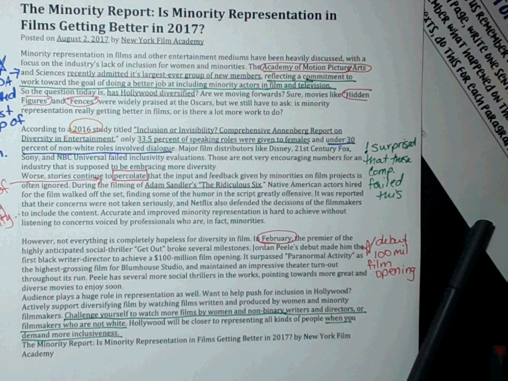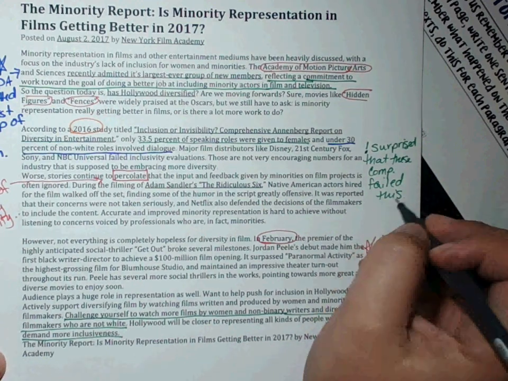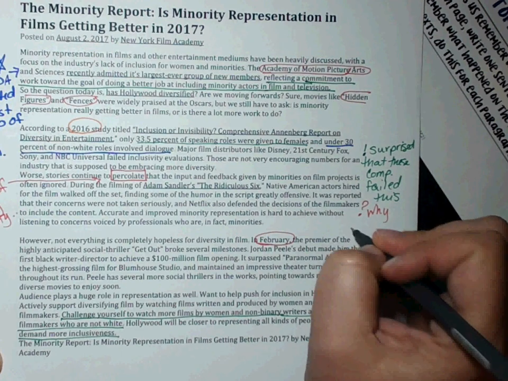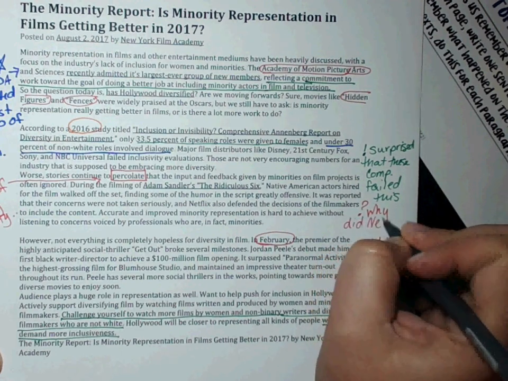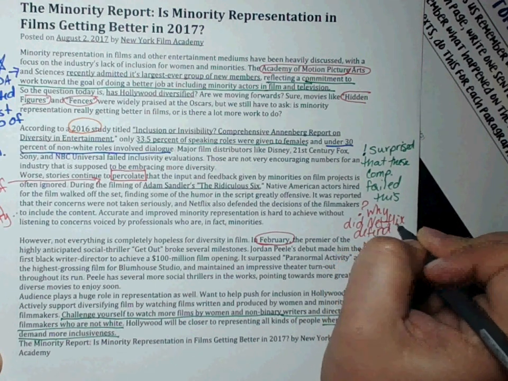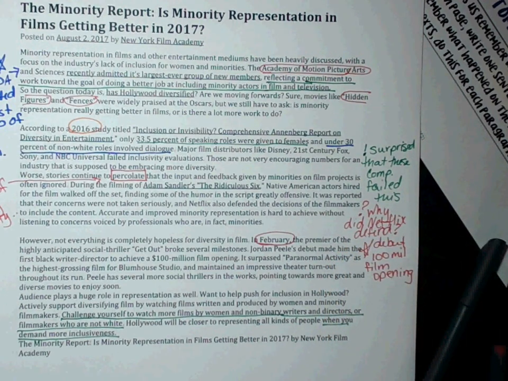During the filming of Adam Sandler's The Ridiculous Six, Native American actors hired for the film walked off the set, finding some of the humor in the script greatly offensive. It was reported that their concerns were not taken seriously, and Netflix also defended the decisions of the filmmakers to include the content. I have a question about that, so I'm going to say, why did Netflix defend? I don't understand that, so I made a note there to myself, and I might look this up later.